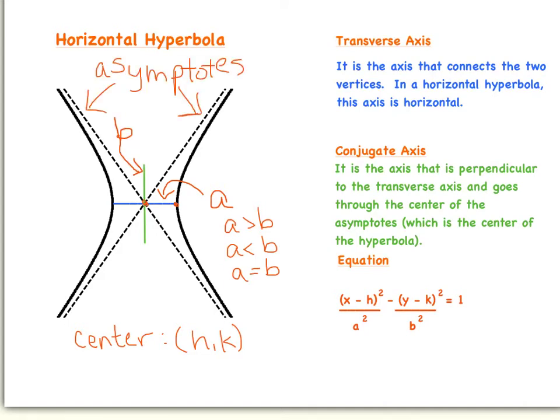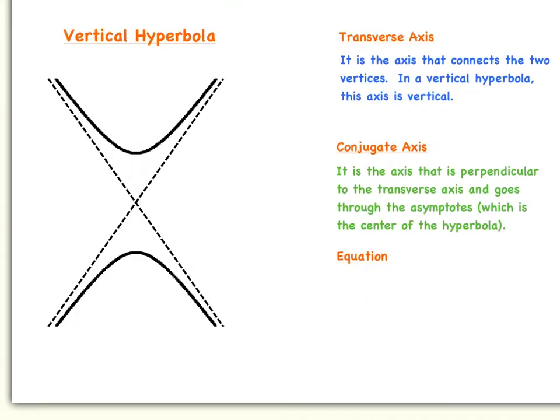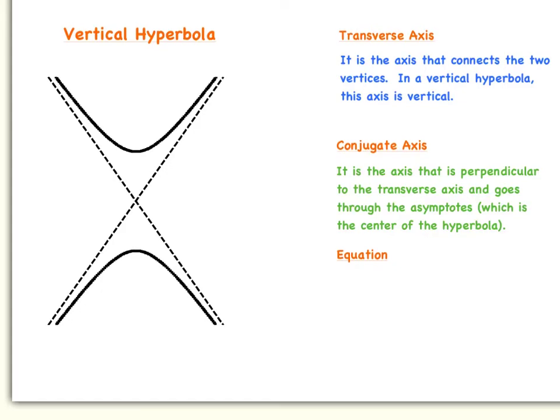Now let's look at the vertical hyperbola. A vertical hyperbola also has a transverse axis. It is the axis that connects the two vertices, just like the horizontal hyperbola. However, in the vertical hyperbola, this axis is vertical. The conjugate axis is the axis that is perpendicular to the transverse axis and goes through the asymptotes, which is the center of the hyperbola.